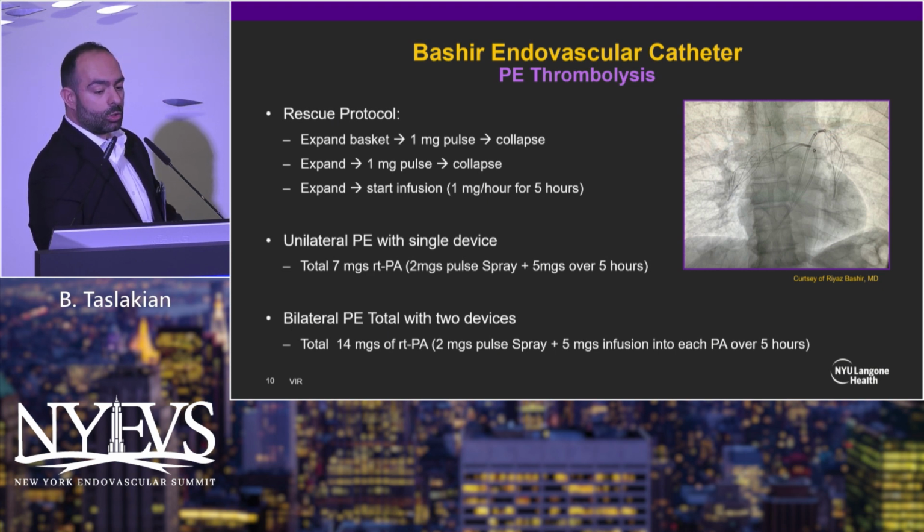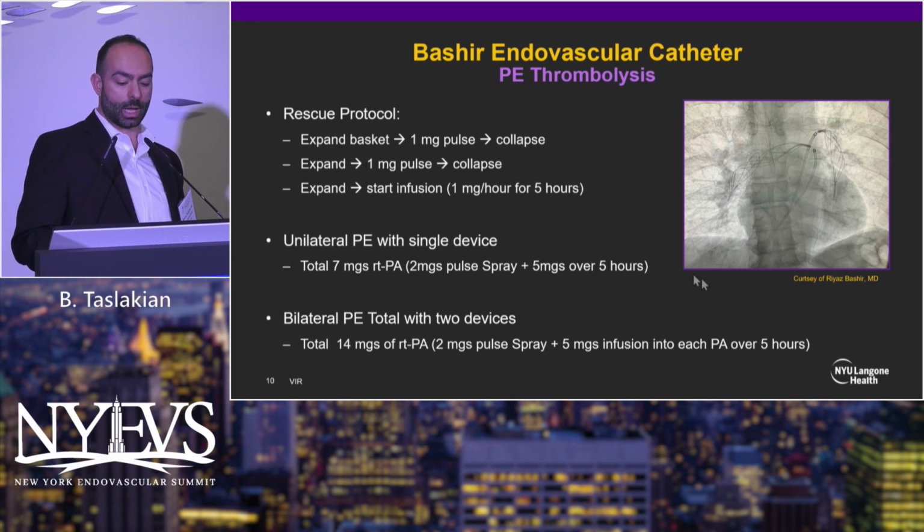In the RESCUE protocol, we had to expand the basket, do 1 milligram pulse TPA injection, and then collapse it, expand it again, another 1 milligram, then start the infusion at 1 milligram per hour for 5 hours, which ended up with a total 7 milligram TPA. 2 of them as a pulse spray and 5 milligrams over 5 hours infusion, if it's a unilateral, and a total of 14 milligram if it's a bilateral pulmonary artery thrombus.